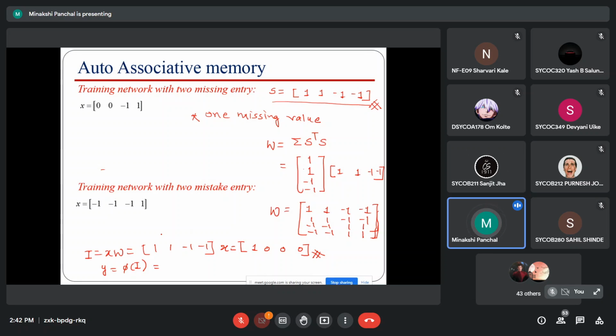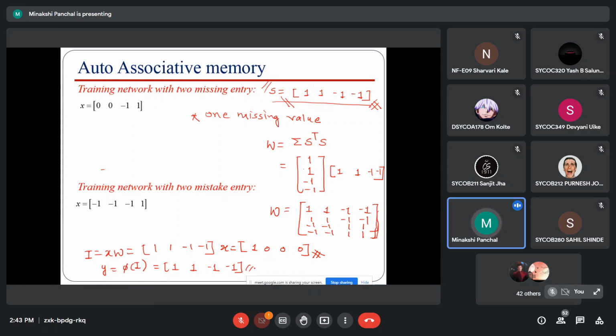Okay, now we apply the activation function, you are applying the same activation function. As this is positive 1, output is 1. As this is positive 1, output is 1. This is -1, so this is negative, and this is -1, so this is also negative. So what are you getting? What was the input you are giving? 1 0 0 0. What output are you getting? 1 1 -1 -1. What is the initial input we gave to train the weight matrix?